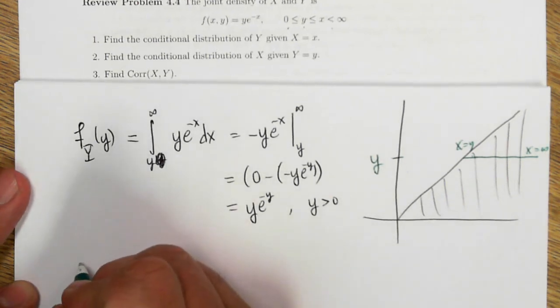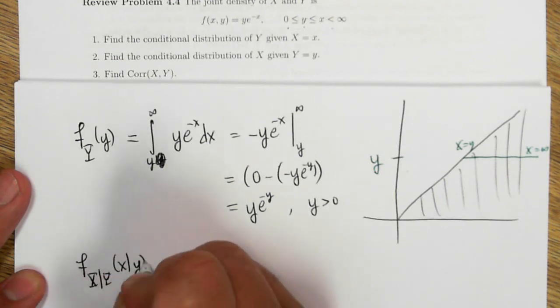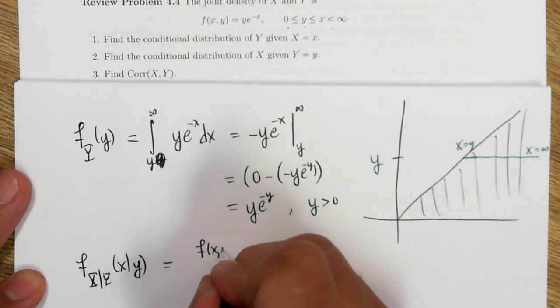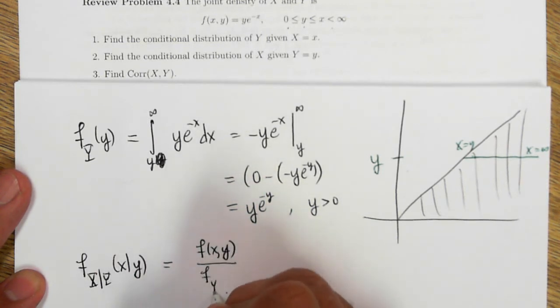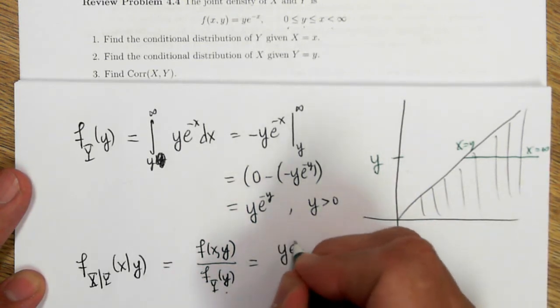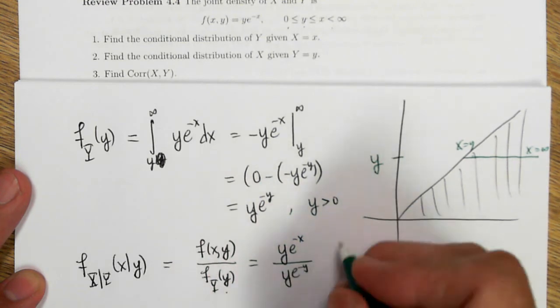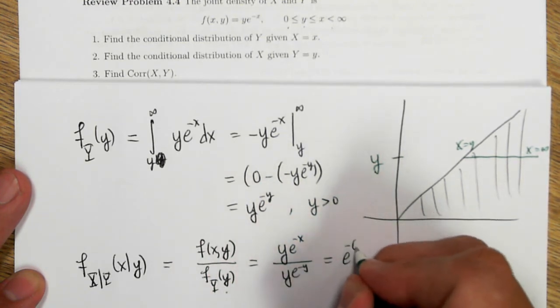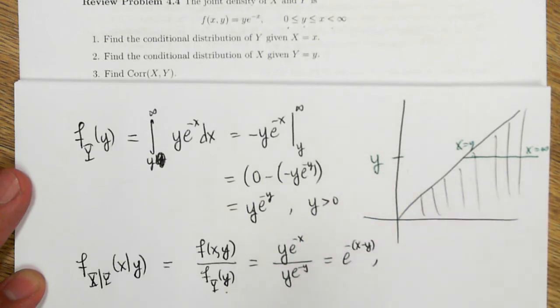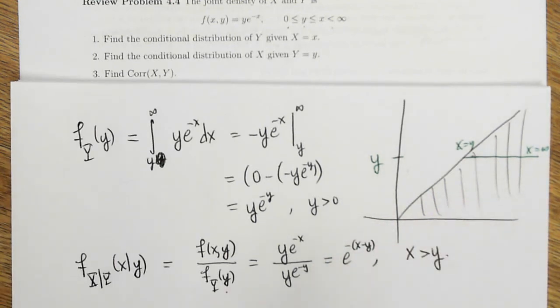And therefore, the conditional distribution of x given a value of capital Y will be equal to the joint density divided by the marginal density. That's equal to y times e to the minus x over the marginal density, y times e to the minus y. So this is equal to e to the negative x minus y. This is defined for any value of x that's bigger than y. And that is the conditional density for x.